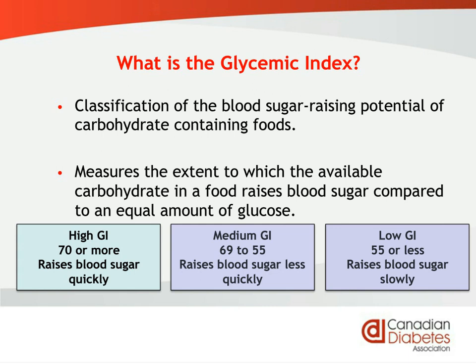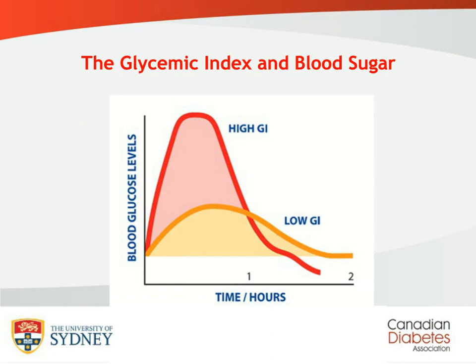So the next slide here shows a graph, and this shows how high and low GI foods affect your blood sugar levels, or your glycemic response. So just to orient you, on the y-axis you have your blood glucose levels, and on the x-axis you have the time in hours. As you can see, the high GI foods, which is the red line, raise blood sugar faster and higher than the low glycemic index foods. And the high GI foods also result in a drop in blood sugar much more quickly than the low GI foods.